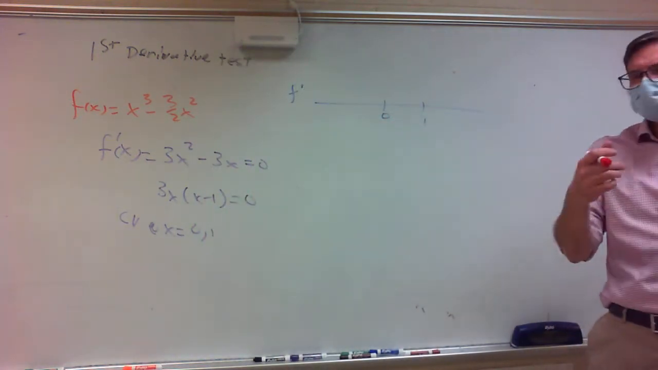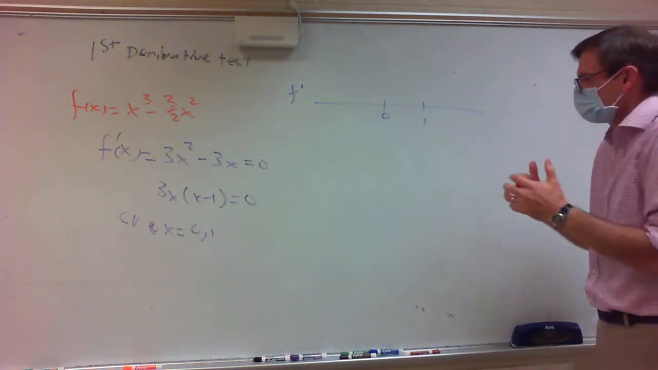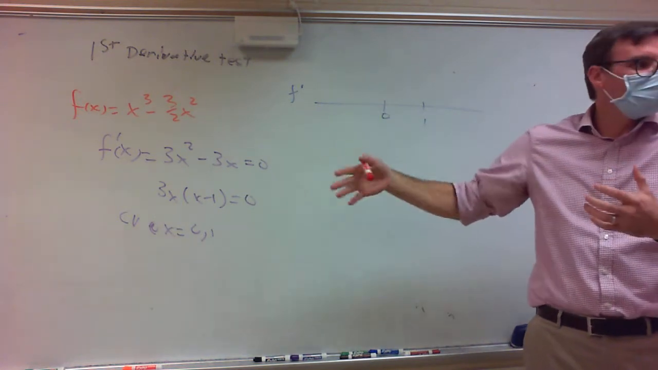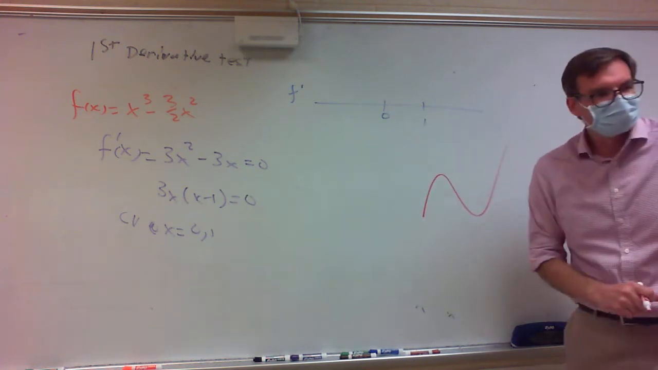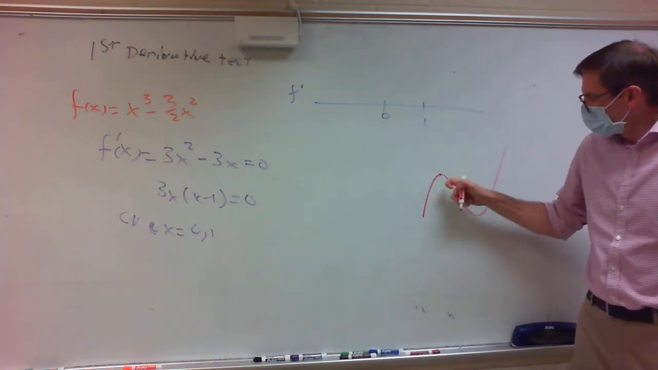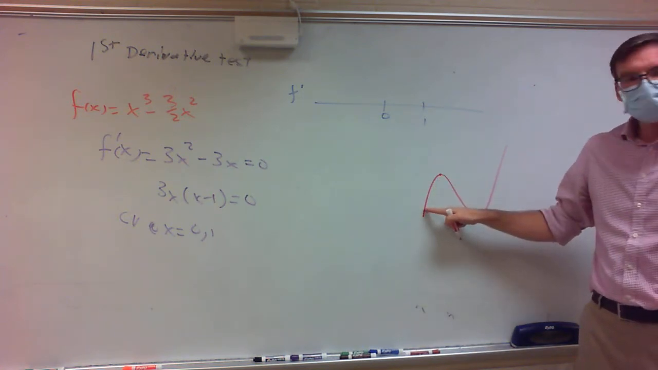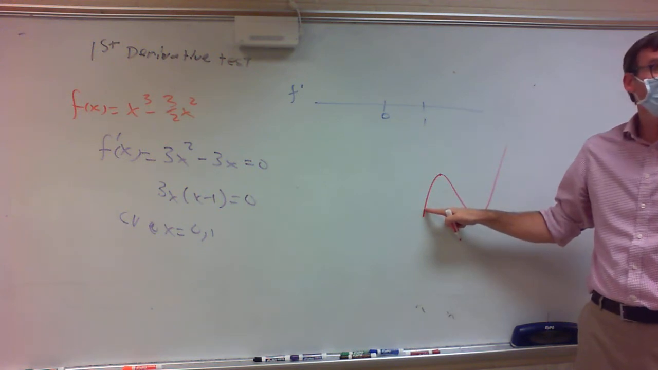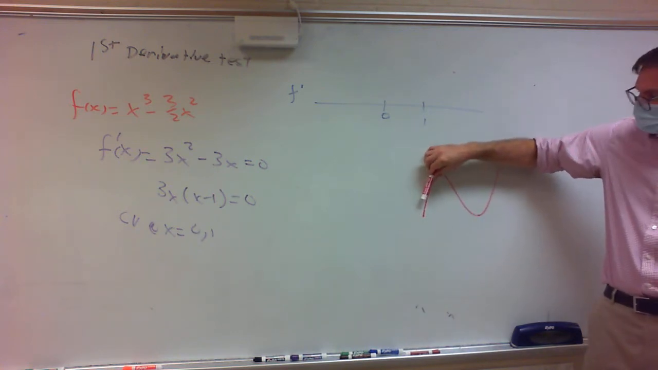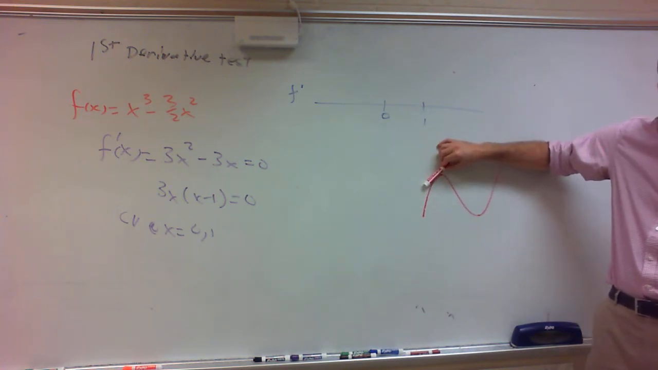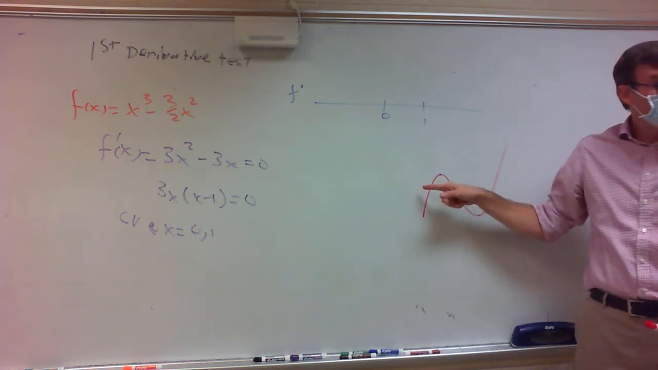So wait, how does knowing the derivative help us figure out if something's increasing or decreasing? Well, let's look at a picture. What's my derivative here? 0. What's my derivative here? 0. That's easy. What's my derivative here? Is it positive or negative? Negative. Slope of the tangent line. What's my slope of the tangent line here? Positive. And here? Positive. Do you see if your function's increasing, then your derivative is positive?